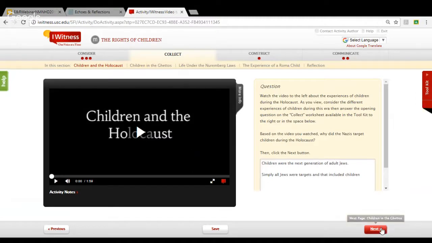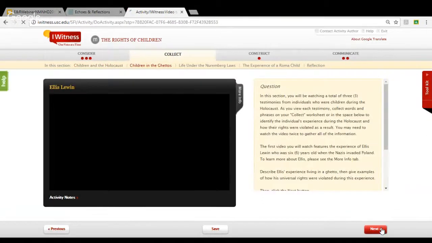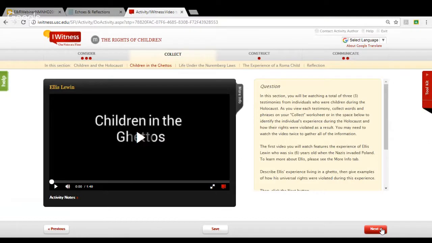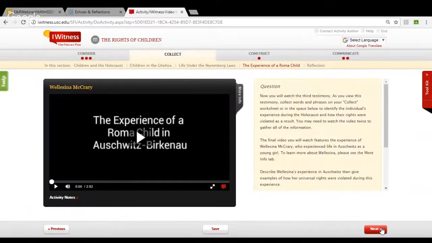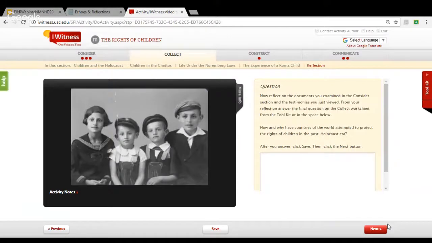children in the Holocaust, and then they look at the experiences of three different children, a child in the ghettos, Ellis Lewin, for those of you that are familiar with Echoes. And then we hear from Herman Cohn on life under the Nuremberg laws. And then we hear from Wellesina McCrary, who talks about life in Auschwitz as a Roma child, as a young girl. Then they reflect on these resources, they do some synthesis.